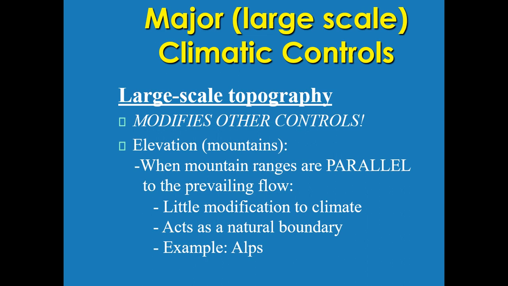For example, elevation in the form of mountains. When mountain ranges are parallel to the prevailing wind flow, there's little modification or change to the climate, and they tend to act as a natural boundary. An example of a mountain range which is parallel to the prevailing wind flow would be the Alps mountains.